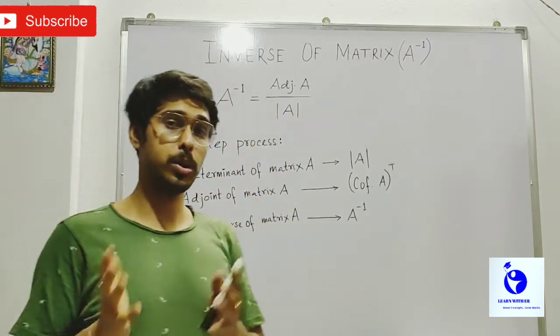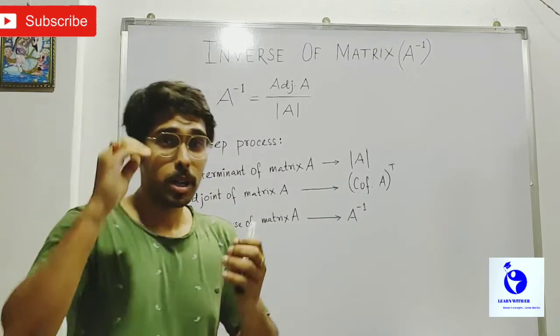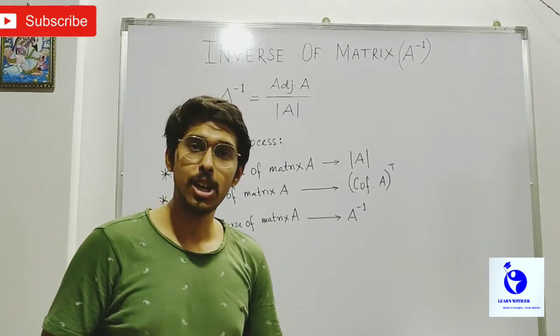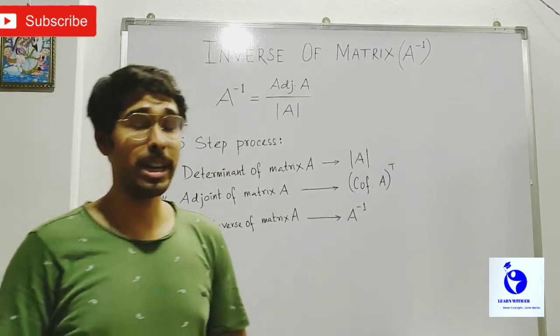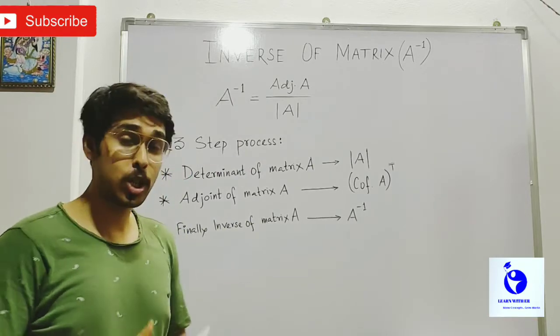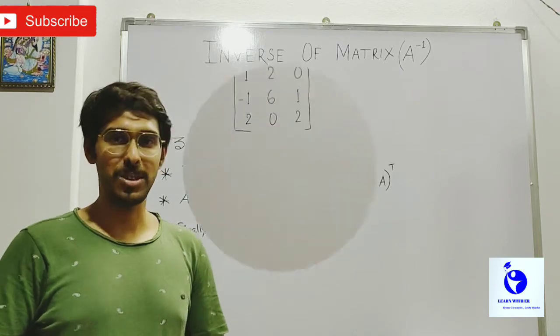So once you have found out the determinant, once you have found out the adjoint, now you are going to do the adjoint of A divided by the determinant of A. So that is how you are going to find out the inverse of a matrix. Now let me give you an example and show you how we are doing the inverse of a matrix.